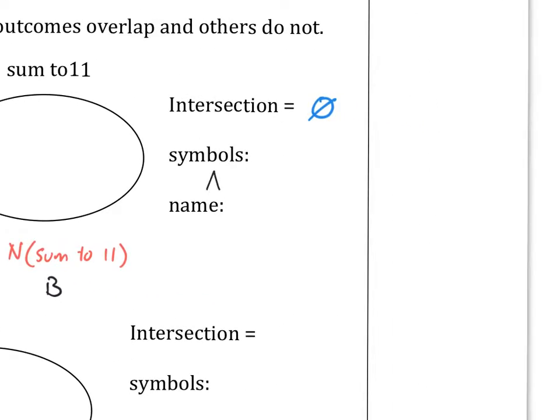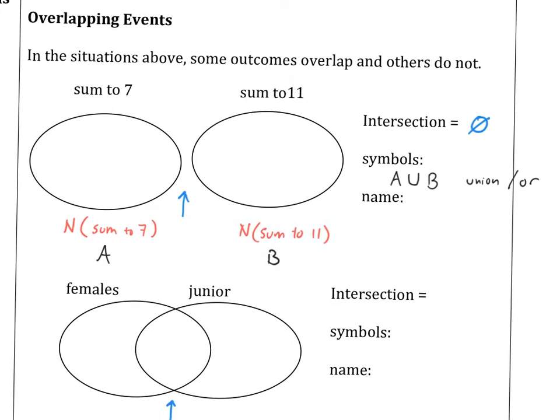That we have A with a U, B, and this means union, that is, or. So if I say, what is the probability of this or this happening, we just count how many times those can happen and divide it by the total sample space. So that becomes the probability. So that's called a union.